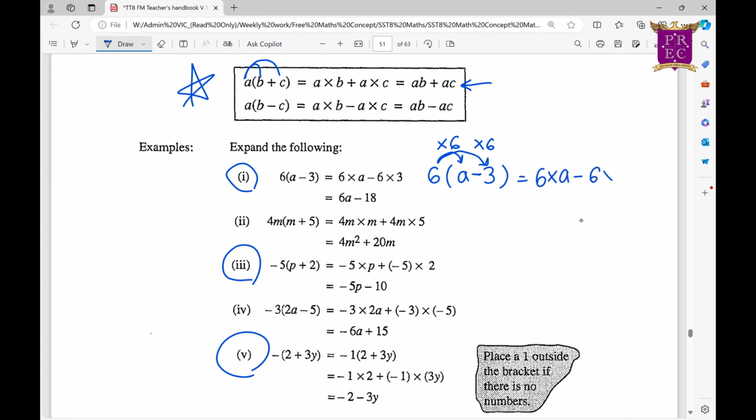Minus 6 times 3. And 6 times a just gives you 6a. Negative 3 times 6 gives you negative 18, like so.